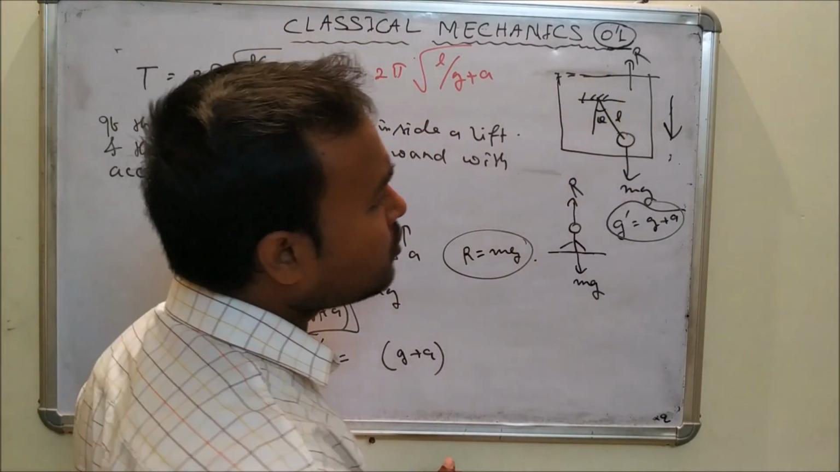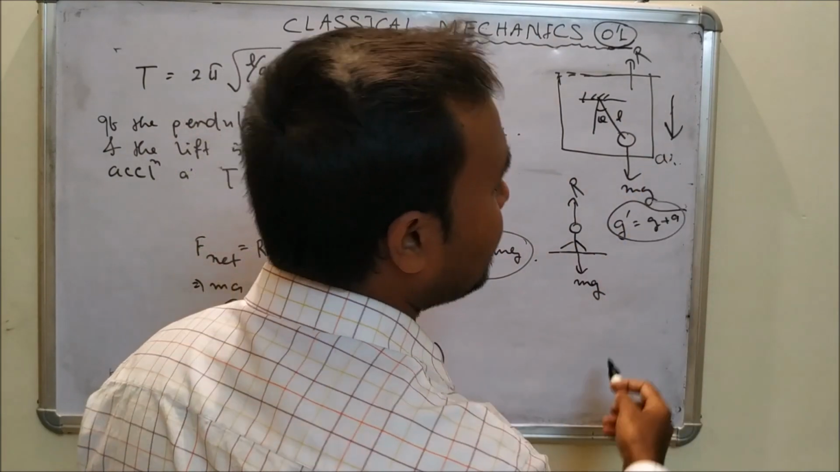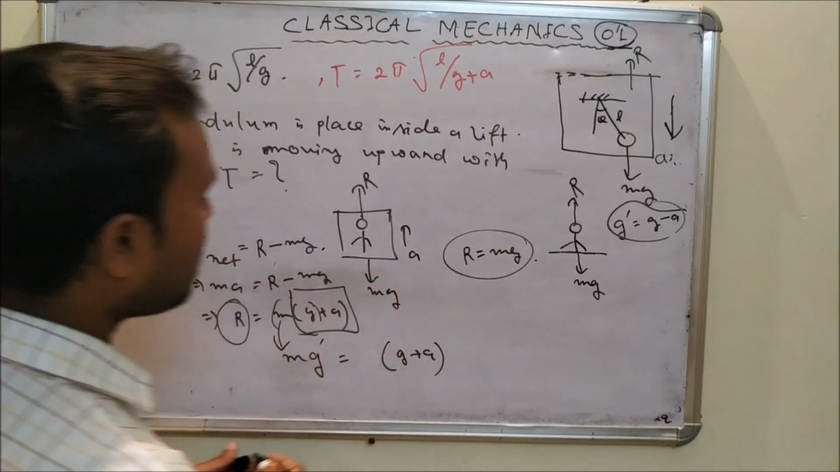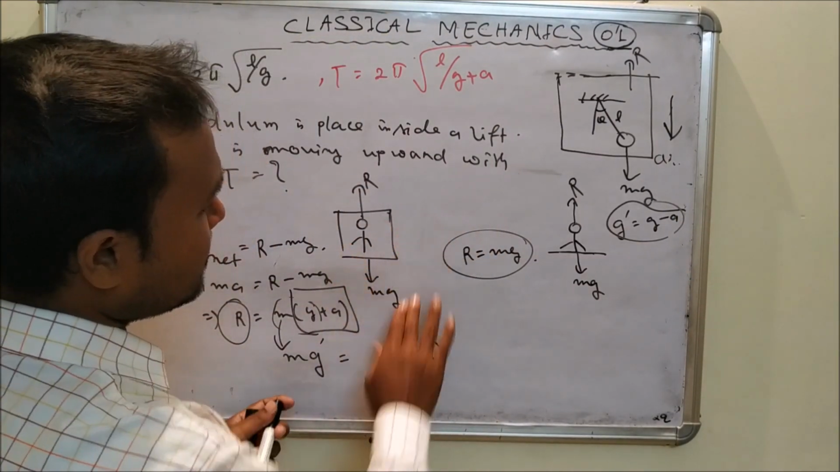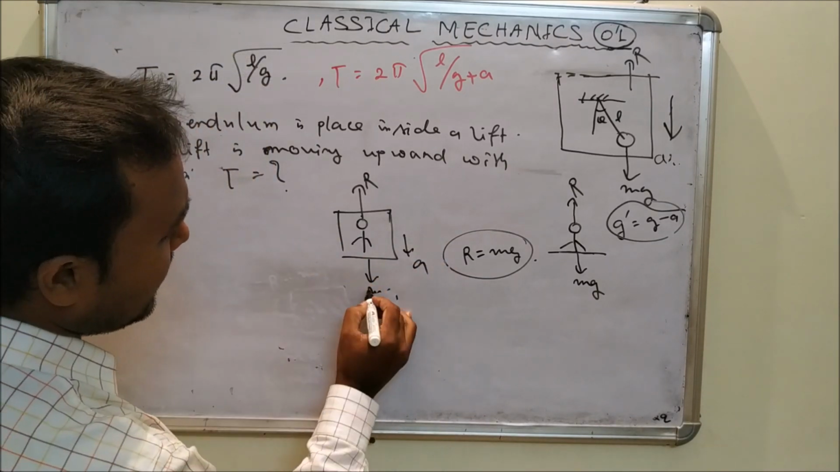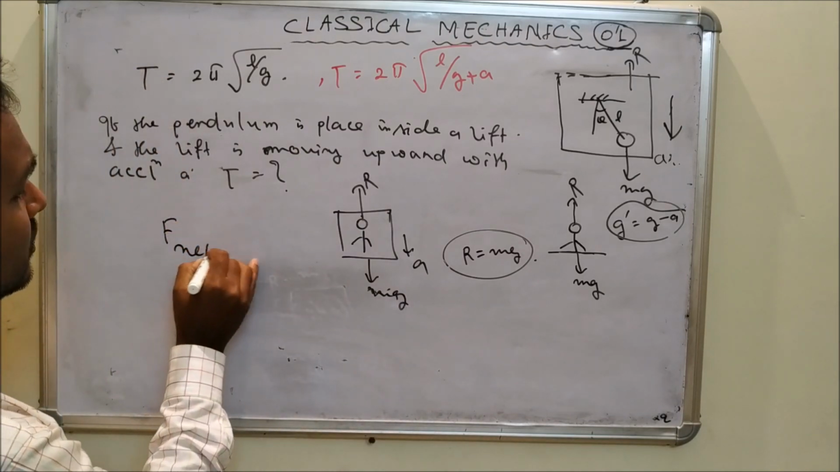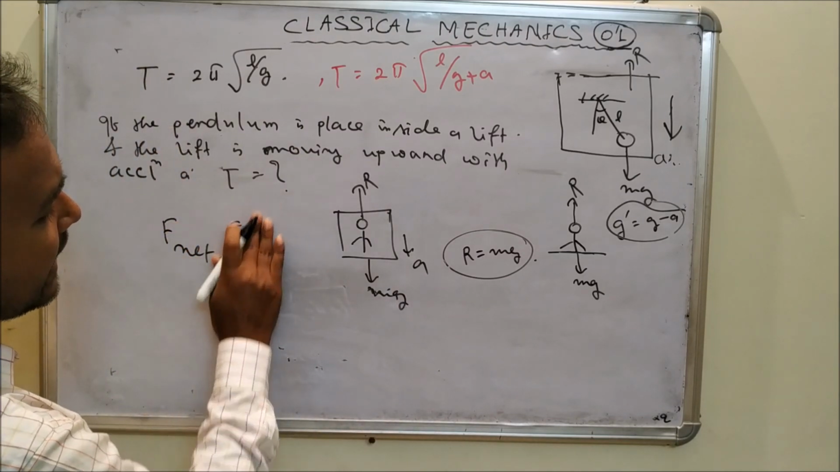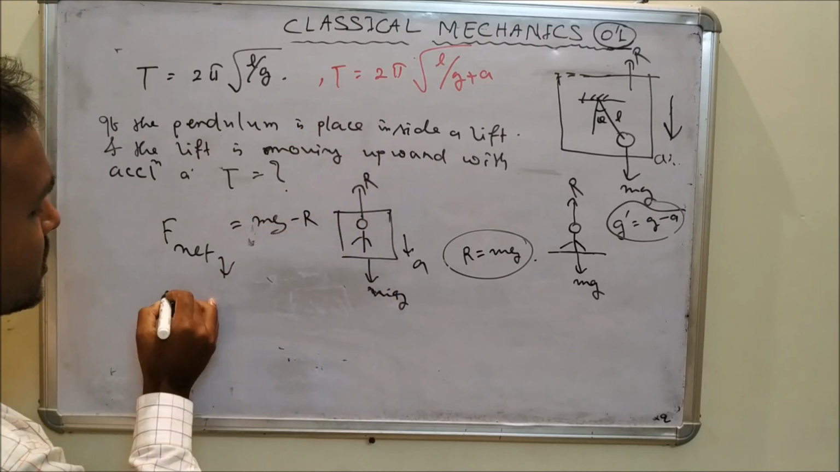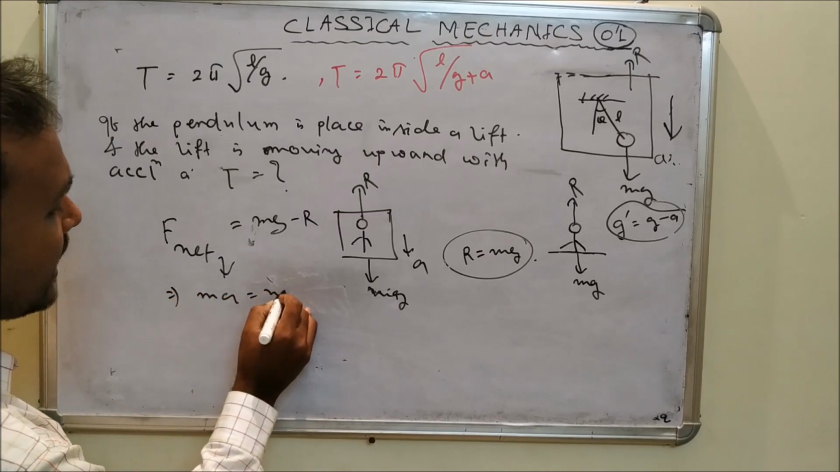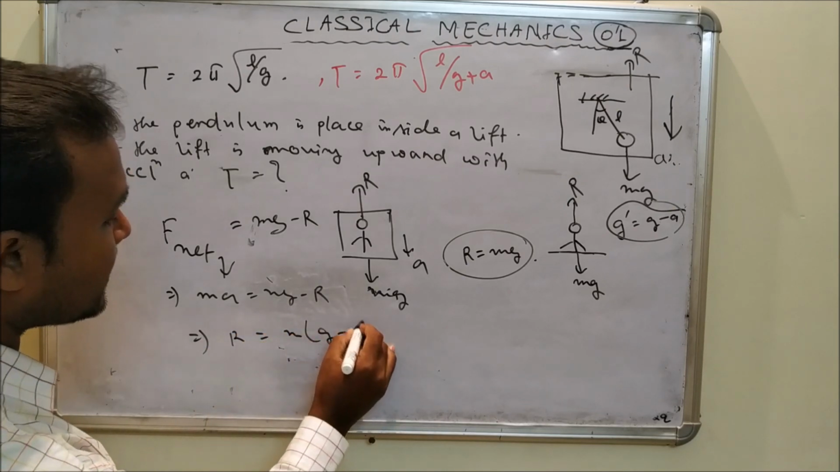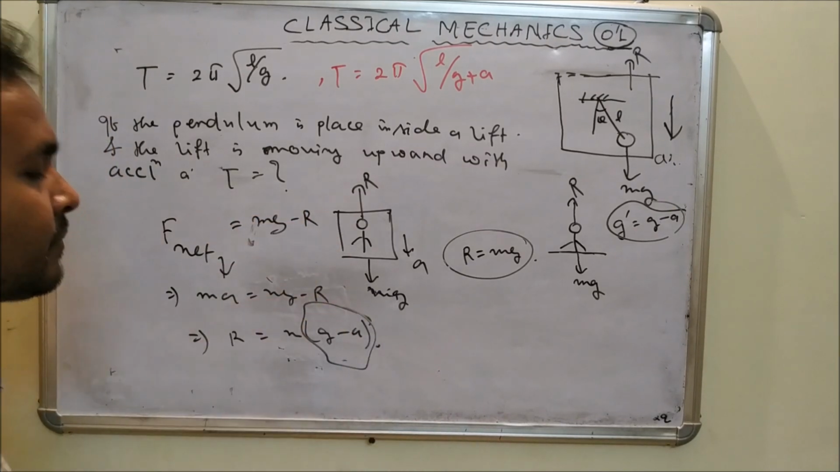So when it is coming downward with acceleration a, in that case your g dash will not be g plus a, it will be g minus a. How? Look at this condition. Same thing, it is coming along the downward direction. Your F net, with mg downward, I have taken downward as positive, and R is upward, so it is minus. So ma equals mg minus R, so R equals m into (g minus a). This is the effective gravity, right?